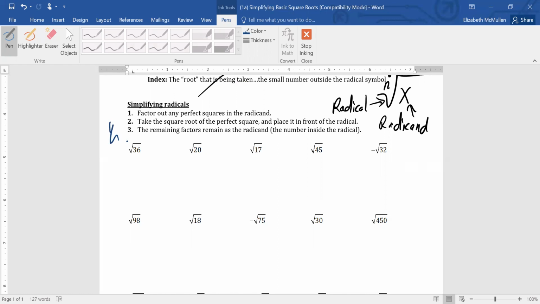All right, so simplifying radicals. Step 1, factor out any perfect squares in the radicand. Step 2, take the square root of the perfect square and place it in front of the radical. And 3, the remaining factors remain as the radicand, the number inside the radical.